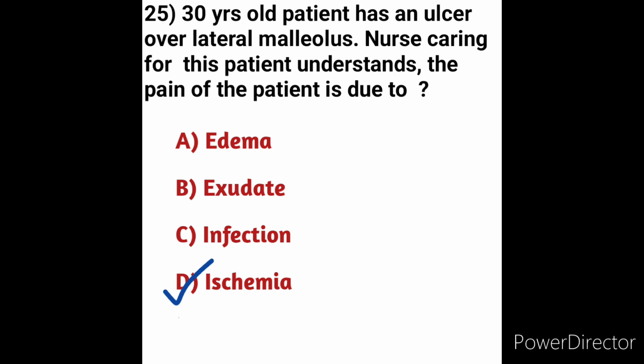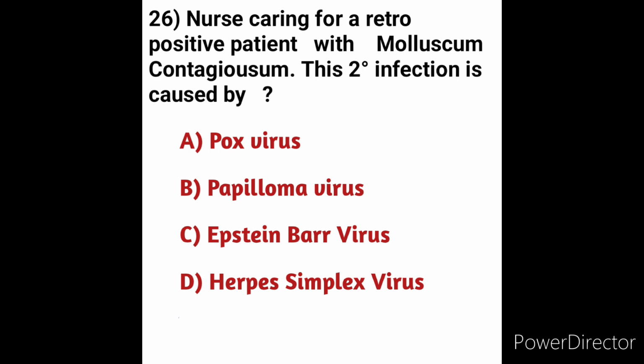Next we will move on to question number 26. A nurse caring for a retropositive patient with Molluscum Contagiosum. This secondary infection is caused by. This is one of the disorders related to viral infection. We will see the options: option A pox virus, option B papilloma virus, option C Epstein-Barr virus, option D herpes simplex virus.